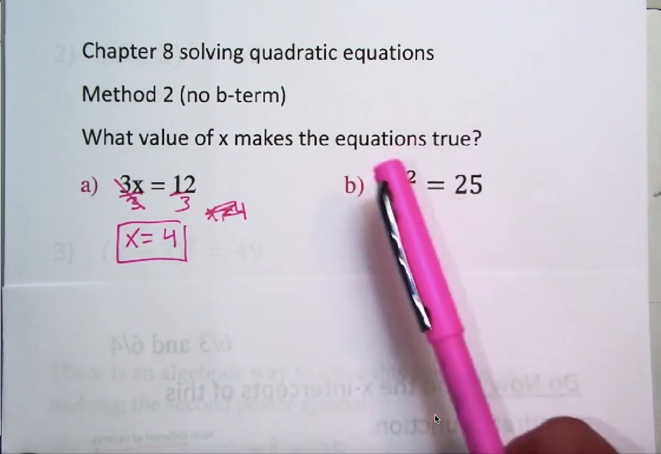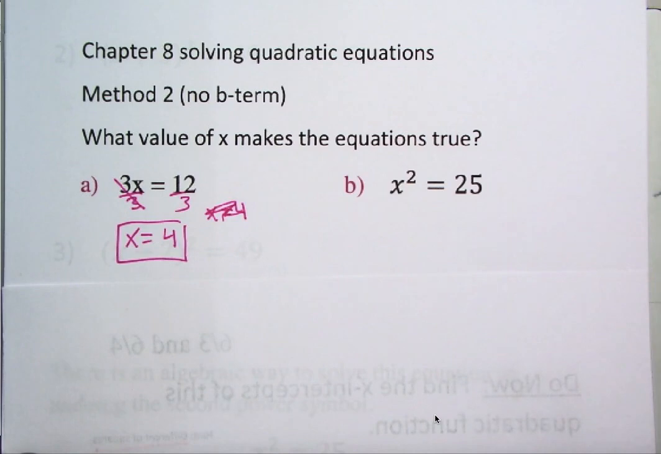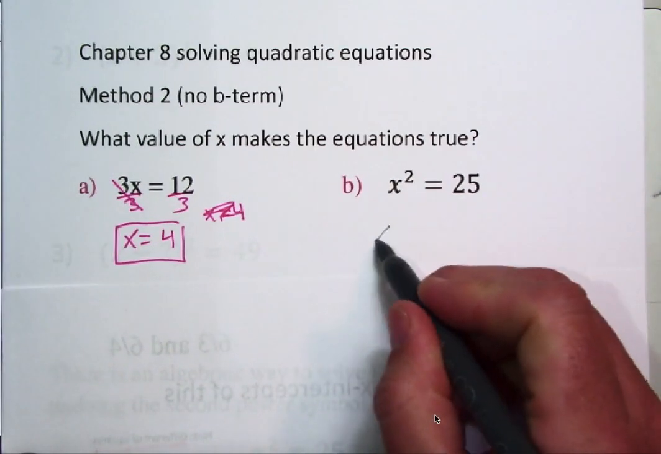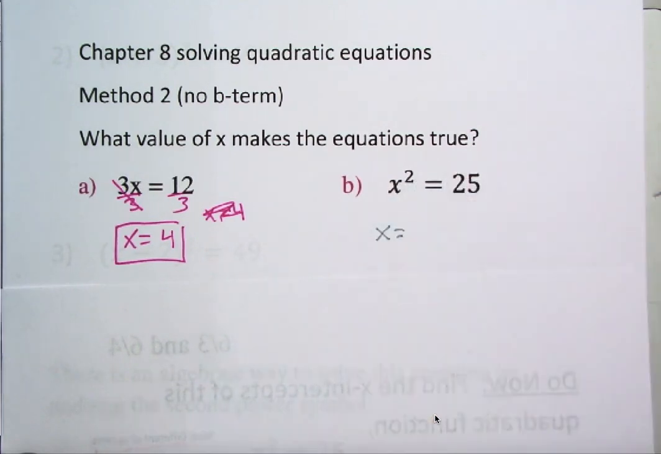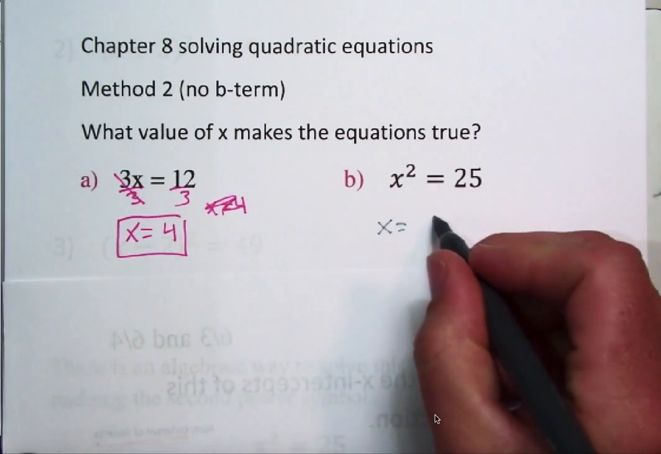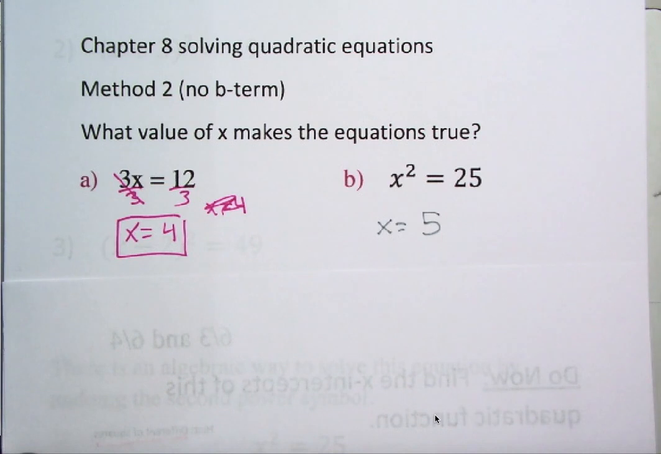Now, for this one, what squared equals 25? Can anyone think of it? Like, what would it be? What squared equals 25? Most people say 5. Yeah, right? 5 squared is 25. Is there anything else besides 5 that would also make this true?